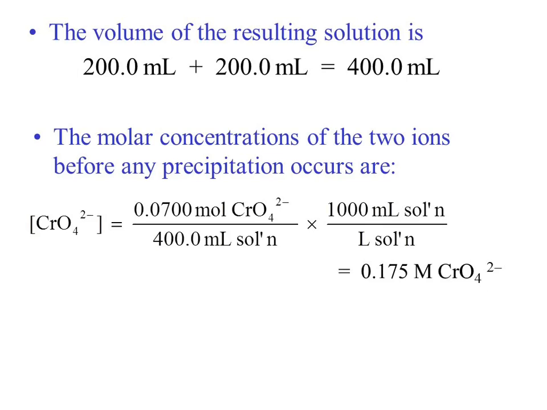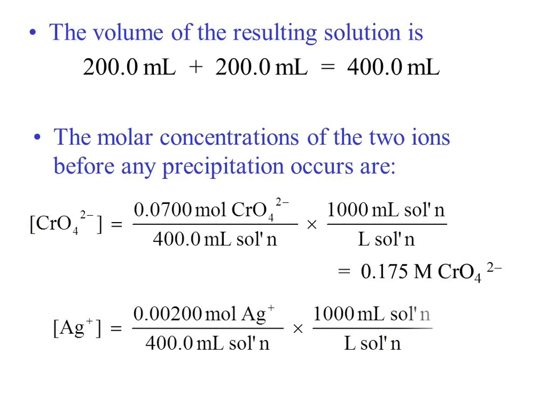0.0700 moles divided by 400.0 milliliters times 1,000 milliliters over 1 liter. And then the silver concentration is this. For the silver concentration, we take 0.00200 moles of silver divided by the 400.0 milliliters of solution times 1,000 milliliters over 1 liter.